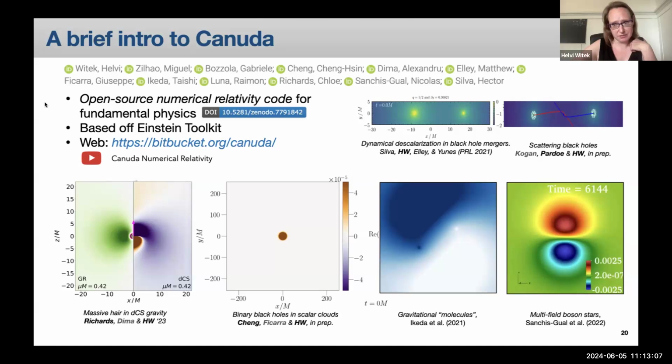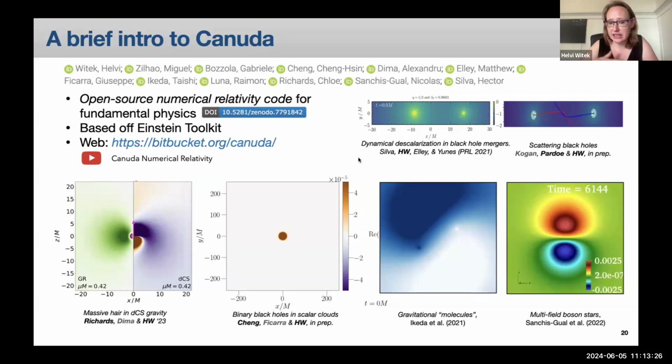Some of the arrangements are in the Einstein Toolkit, some are not. So if you want to look at our code, use our code, here's our Git repository. And the pictures that you're seeing here are just some examples of work that we've been doing. You've seen some of those images before.